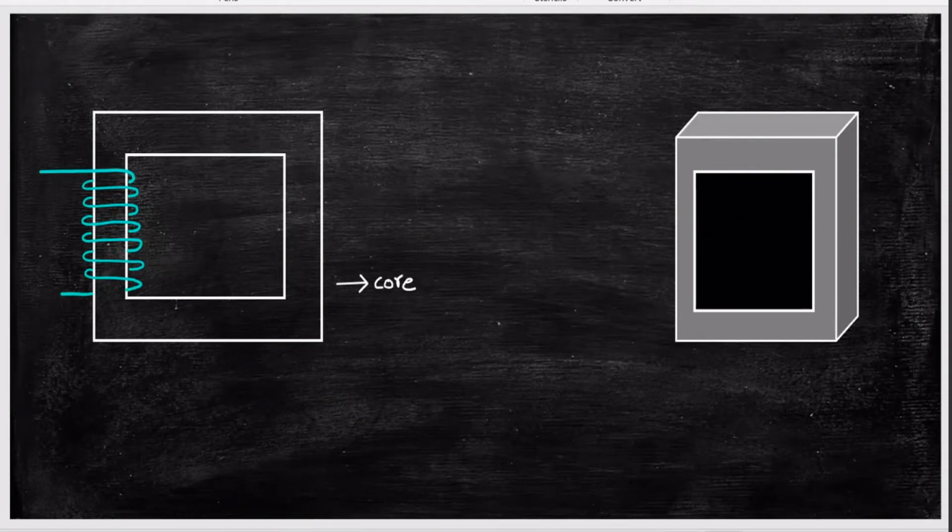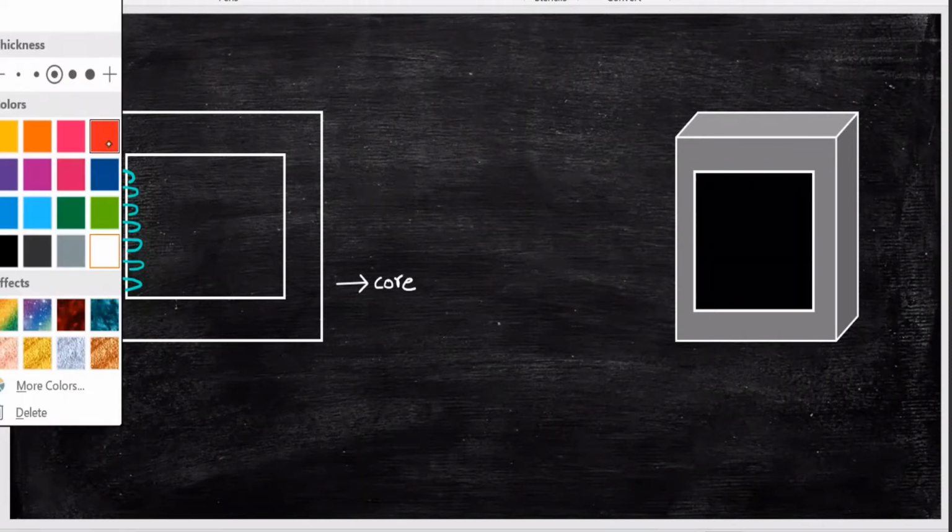So this is your winding or coil. I have wound one coil, and I am going to send the current I into this coil. Then what will happen? According to Faraday's laws of electromagnetic induction, when current is passed through the coil, flux will be produced.